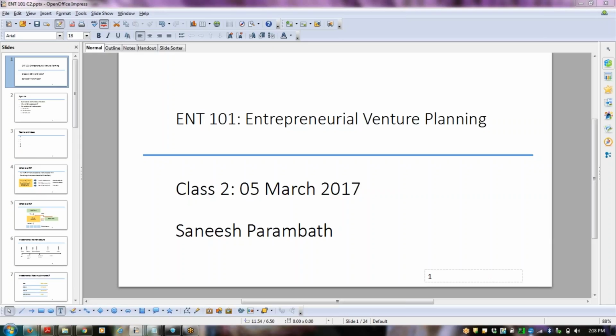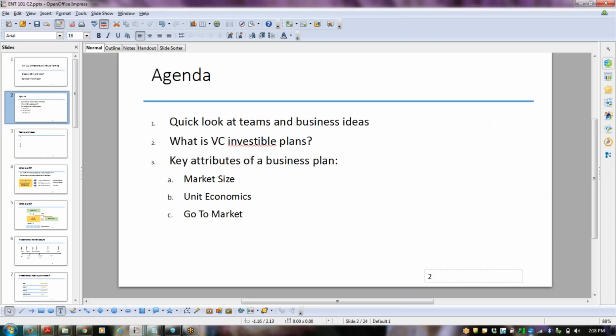So in today's session, we will get to know in detail about different kinds of investors. So what exactly you mean by venture capitalist, angels, private equity. So we will understand the complete ecosystem of investments. What are the different kinds of investments that an entrepreneur can pursue, and what all are the investments at different stages of the idea and the enterprise. And primarily, we'll have to talk about what is a VC investable plan.